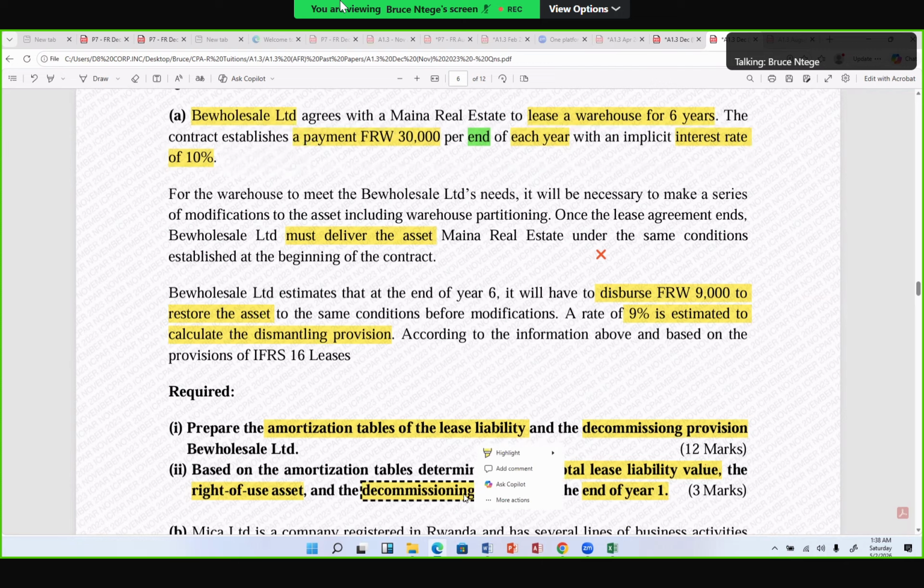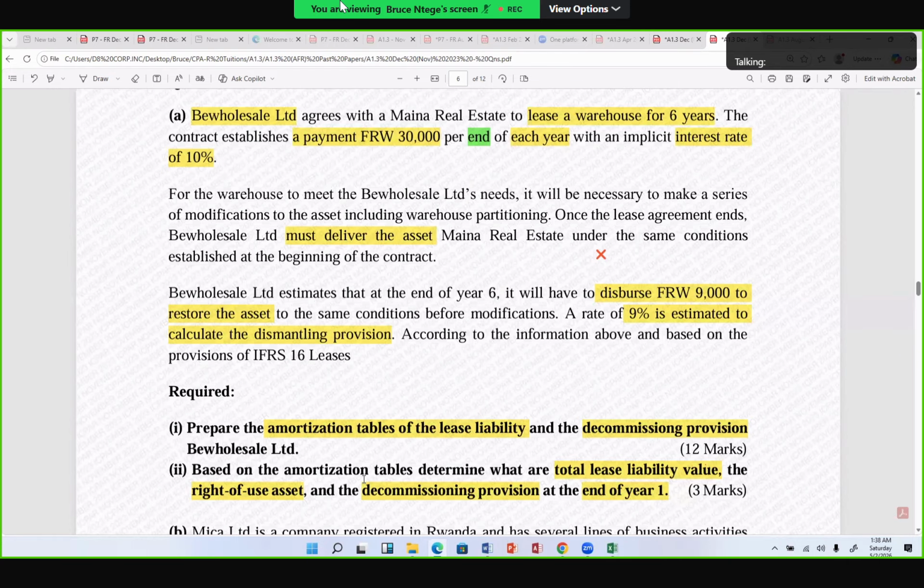Now back to the scenario. They're saying that according to the information above and based on the provisions of IFRS 16, required, let's prepare the amortization table of the lease liability and the decommissioning liability. That amortization table is going to help us establish the figures at the inception of the lease, and then we shall start amortizing those every year for the lease obligation, and unwinding the discount for the provision for the decommissioning liability.